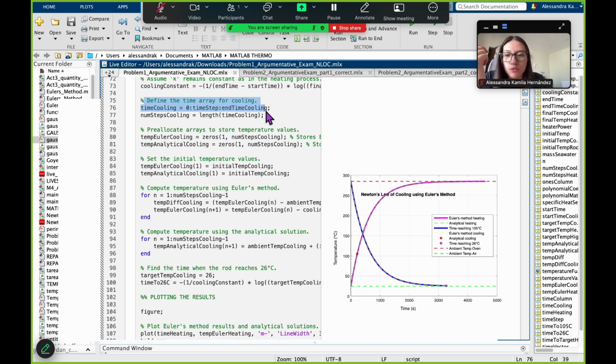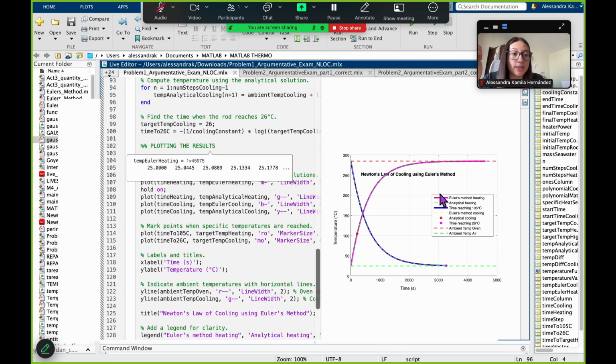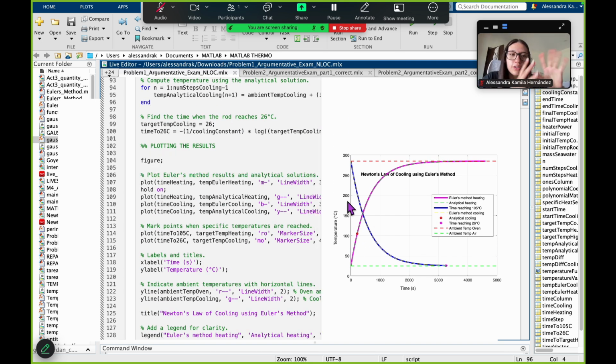And then I'm also defining my time and my arrays for the delta of temperature, for the Euler and for the analytical, and computing the same. And at the end I get this plot. This is a kind of weird plot, I know, because the cooling down process should start here, but I tried to arrange it with MATLAB and I just couldn't. So for this MATLAB code, I'm assuming that my initial time in both processes is equal to 0. And that's how we can see properly how it behaves, the cooling down and the heating up process.